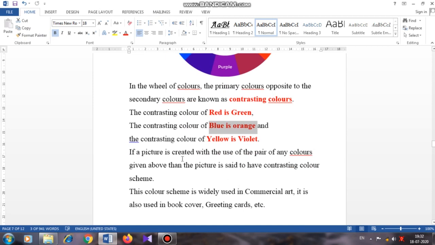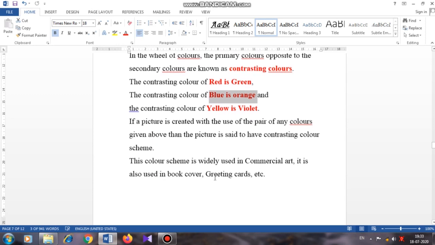If a picture is created with the use of the pair of any such colors given above, then the picture is said to have contrasting color scheme. This color scheme is widely used in commercial art. Now, why is it used in commercial art, or what is commercial art? It is used in book cover page and greeting card.